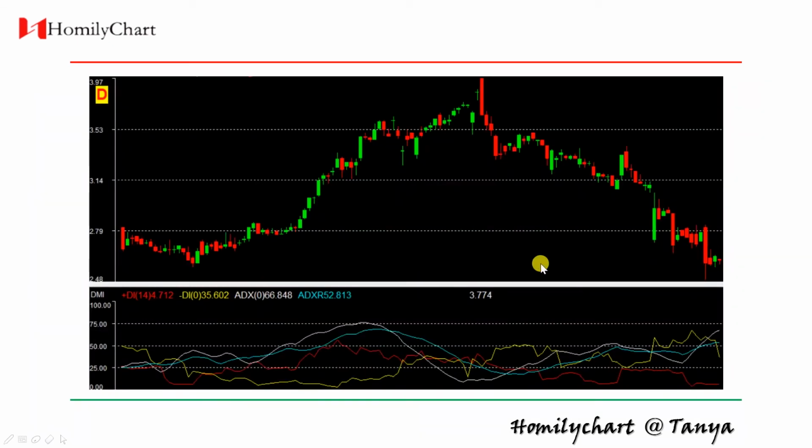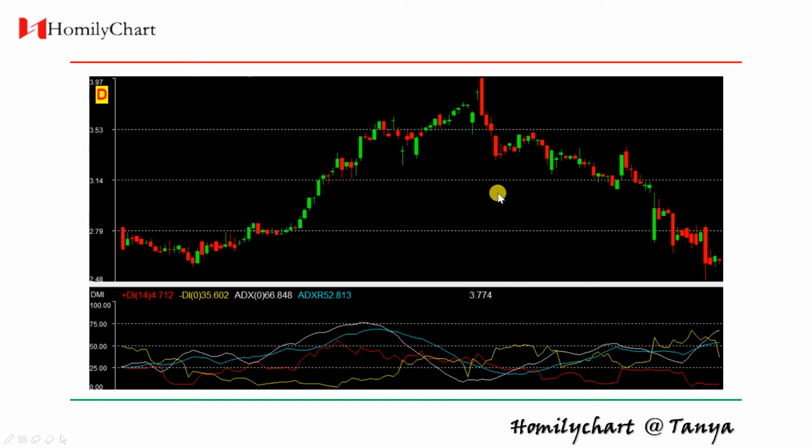Look at this chart. This is a candle chart, and below is the DMI indicator. Here we see 4 lines: red line, yellow line, blue line, and white line. First, we see the red line and yellow line. The red line is plus DI and the yellow line is minus DI. When the red line crosses upward over the yellow line, this is a buy point. And when the red line crosses downward under the yellow line, this is a sell point.